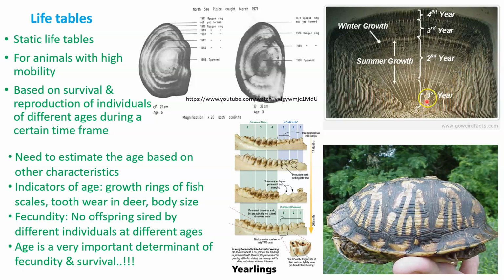right? So if you look at it over here, that's the first year growth, right? And then the second year growth, this particular winter growth plus summer growth, second year growth, like that. That's how you count the number of years, right? You have to tally up both seasons.